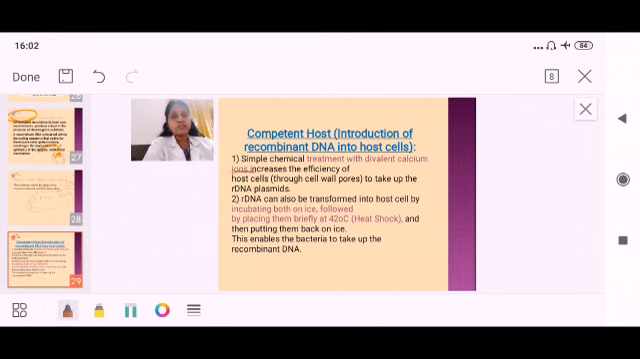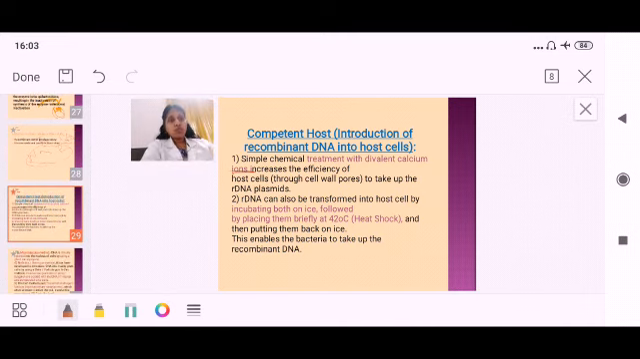So in that case, if you keep something near it, they will try to absorb it towards itself. Like that, if you are keeping the vector or the rDNA just near it, what will happen? It can take its entry. Understood? So this is the way by which we can introduce the recombinant DNA into the host cell, or the vector into the host cell. Okay, so these two are chemical methods.